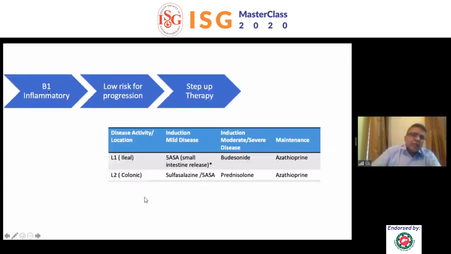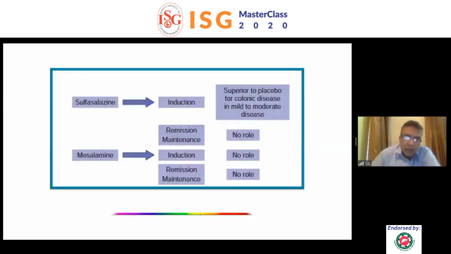We have, let us say, a patient who is inflammatory phenotype, B1 phenotype. So as we discussed, inflammatory phenotype often tells us there's a low risk for progression. So if there's a low risk for progression, you would like to go for step-up therapy or escalated therapy. So if it is going to be escalated therapy, you would like to give either 5-ASA if it is ileal, and if it is colonic, sulfasalazine or 5-ASA, or otherwise give budesonide or prednisolone and subsequently azathioprine, and thereafter biological therapy if the patient does not respond.